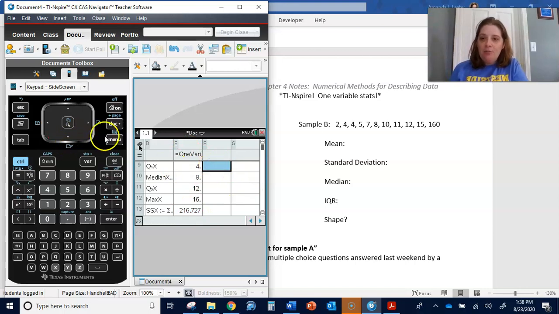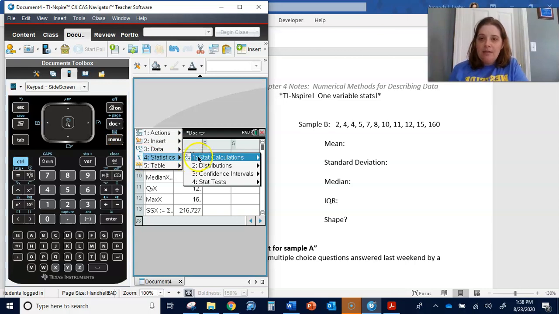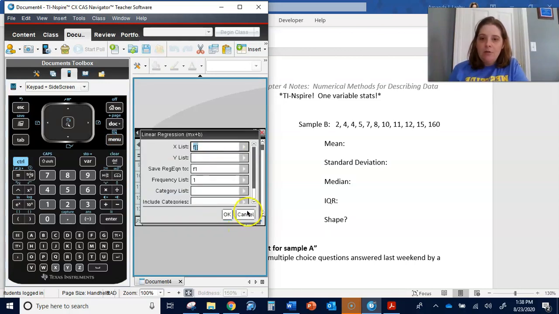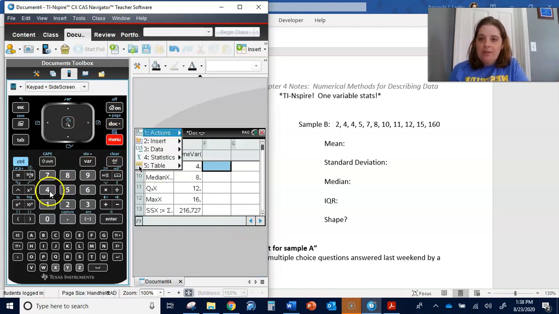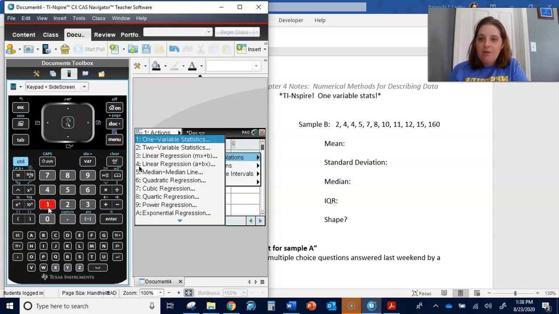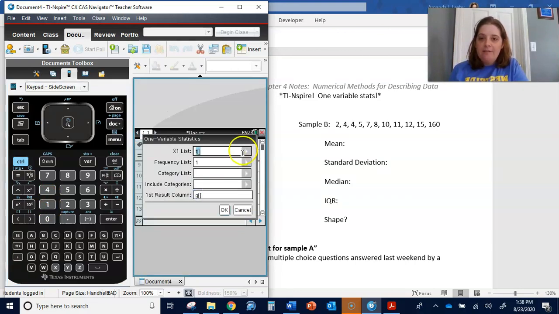I'm going to go over here. I'm going to run the other set of data now. So Menu, Statistics, Stat Calculations. Oh, I hit linear regression again. Menu, Statistics, Stat Calculations, one variable statistics. Again, I'm going to say I've got one list. This time, I'm going to run set B.